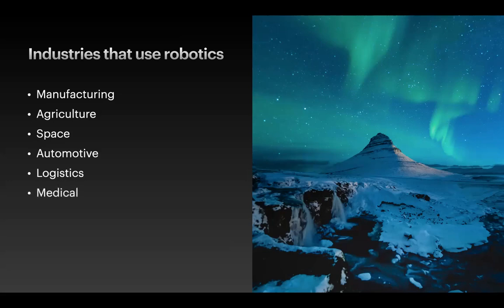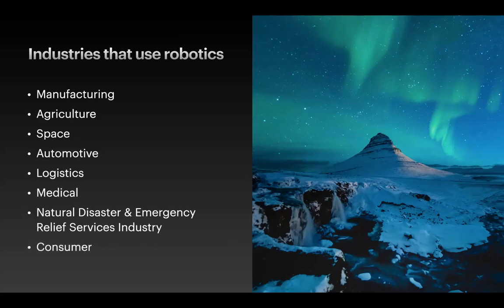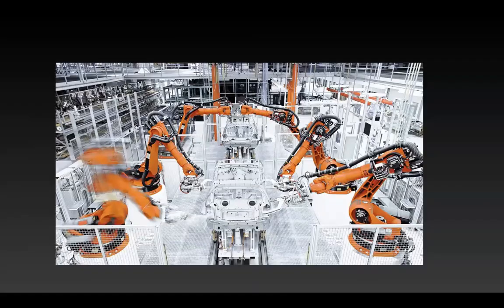And in the medical sector, even doctors use robots now. And we are using robots for natural disasters, emergency relief services and so on. And we use consumer robots as well. Like I explained, a robot which can sweep the floor is a consumer robot, right? So this is an example of an industrial robot, like I said.